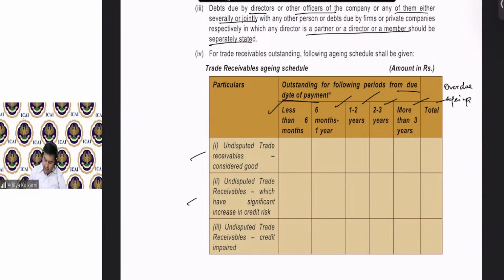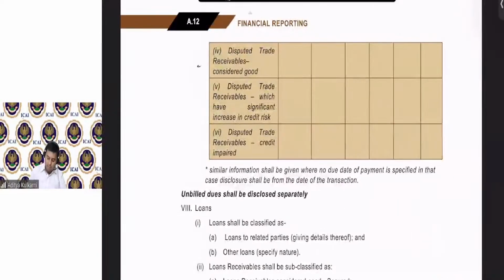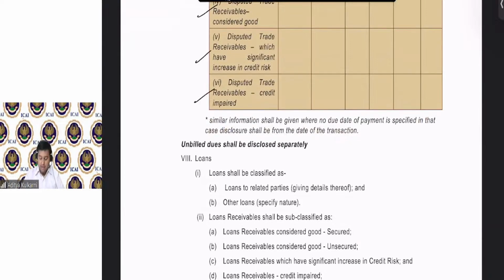And the same categories, okay: undisputed, which have significant increase in credit risk, credit impaired, and disputed trade receivables, where there is a significant increase in credit risk, and credit impaired. So this is something that you will be presenting. Unbilled dues shall be disclosed separately.